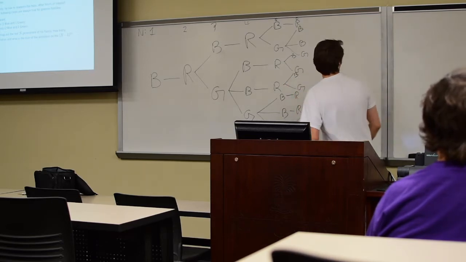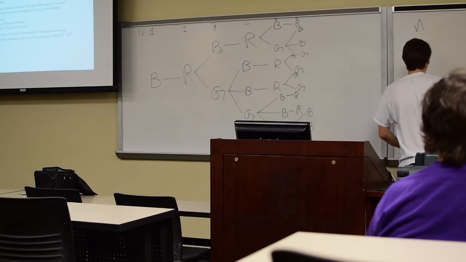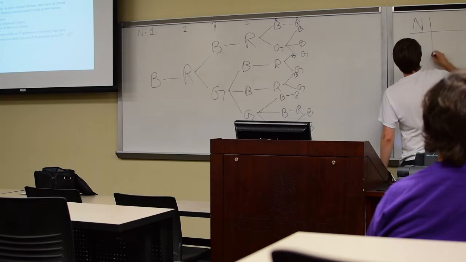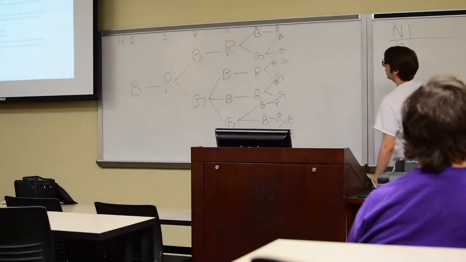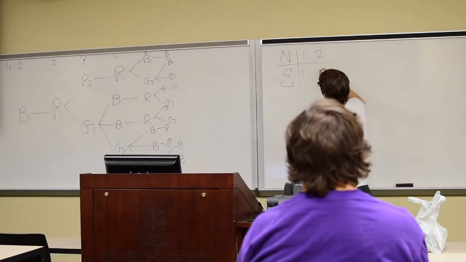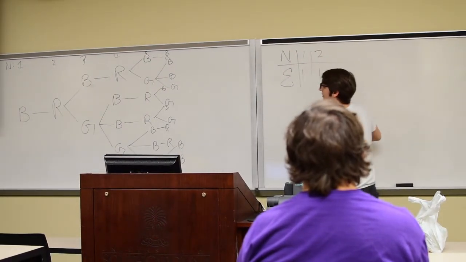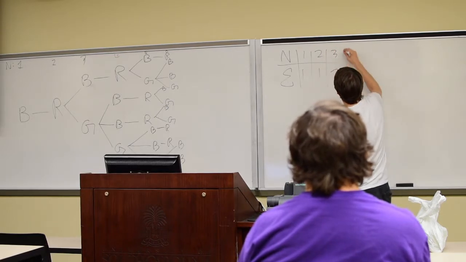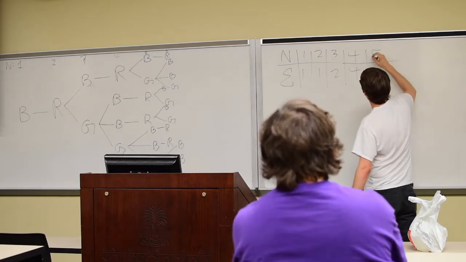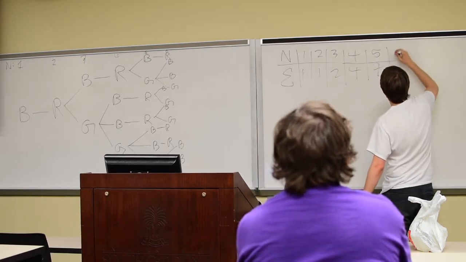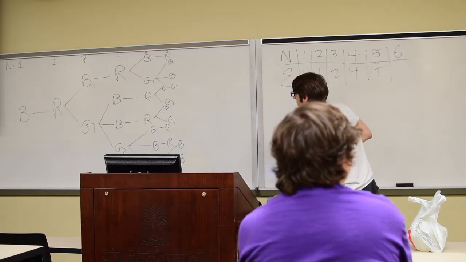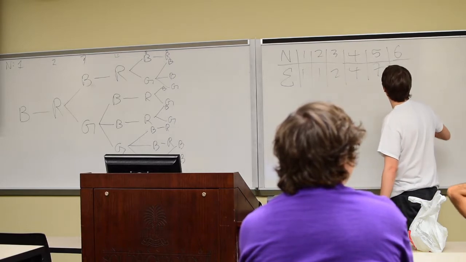That's not an N. I don't know what that is. All right. So at generation 1, we have 1 blue gremlin. Generation 2, we have 1 gremlin. Generation 3, we have 2. Generation 4, we have 4. Generation 5, we have 7. Generation 6, we have 13, I think. Yeah, 13.